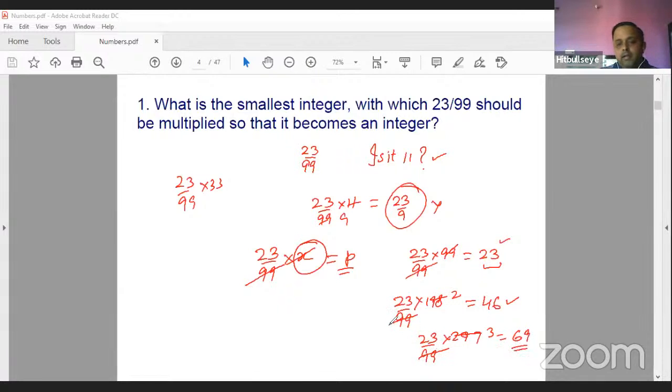So you are getting a lot of numbers with which this 23 by 99 can be multiplied so that it becomes an integer. The question is asking for the smallest one. What is the smallest integer which can be used to get the integer? This is the question. So what do you think? Should the answer be 99? 23 by 99 into 99 will give you 23. Is the answer 99?